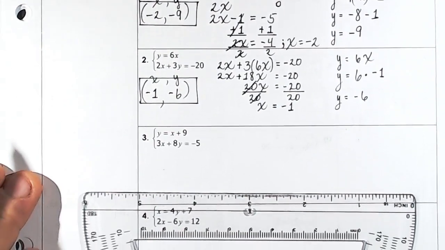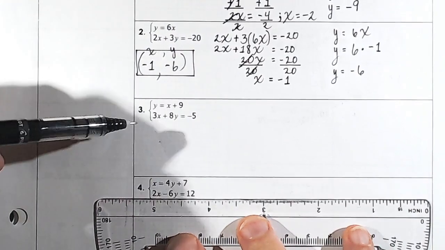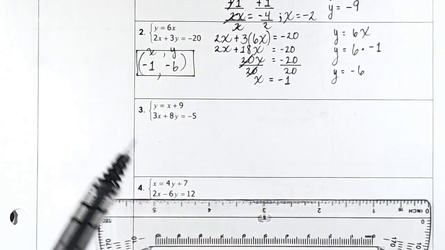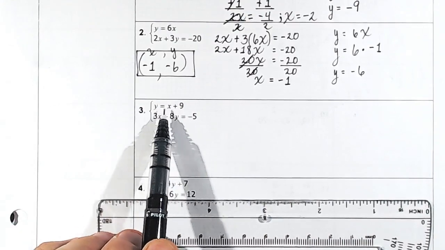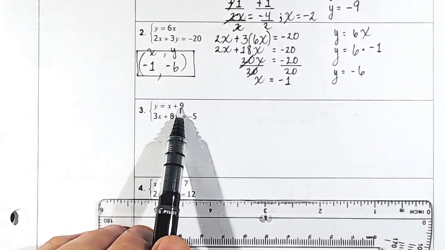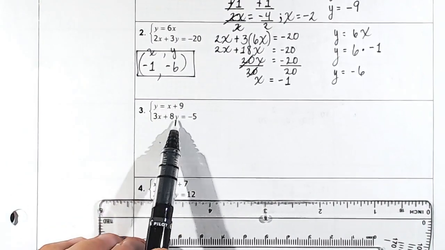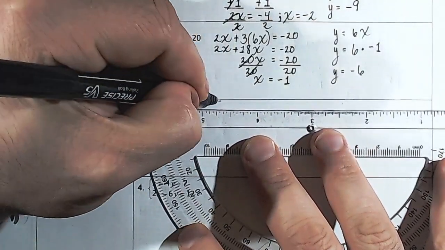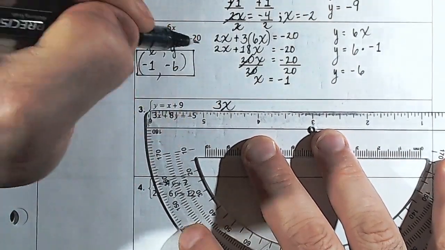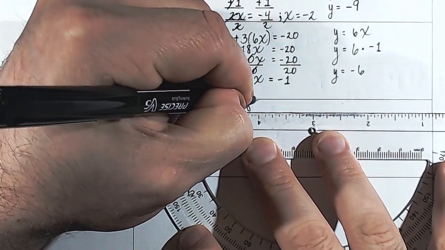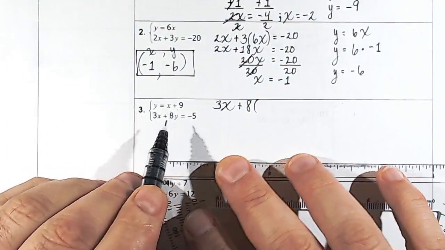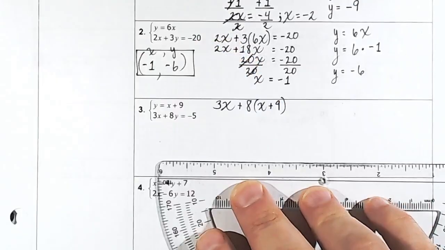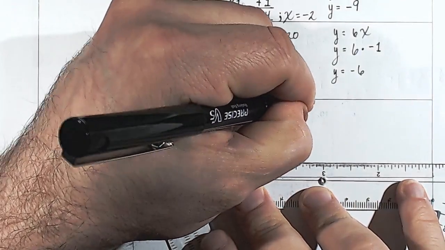Okay, let's look at number 3. Here we're once again given that y equals x plus 9 and 3x plus 8y equals -5. So what I'm going to do is recognize that step 1's completed for me. I've solved the equation for x or y. I have x plus 9, and I'm going to plug x plus 9 where I see a y in my second equation. So here's what that looks like. It's going to look scary at first, but it really isn't. We'll write 3x plus 8, open parentheses, and then whatever y equals, we'll put inside the parentheses. So y equals x plus 9, so we put in x plus 9, close parentheses, equals -5.